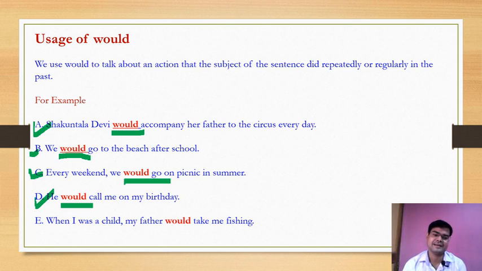And the last sentence, let's take the last sentence. When I was a child, my father would take me fishing. Means when I was small, my father would take me fishing. Means whenever we used to go, my father used to go for fishing, he used to take me along. So that's why would has been used. Very good.